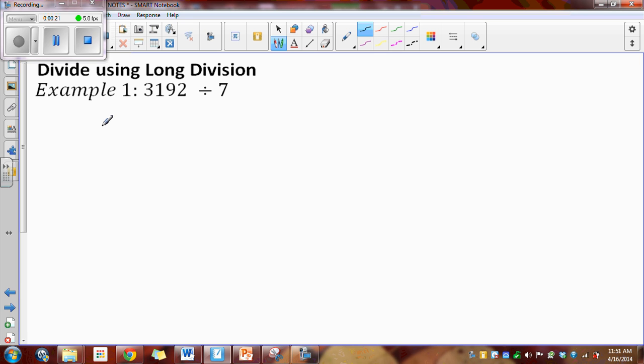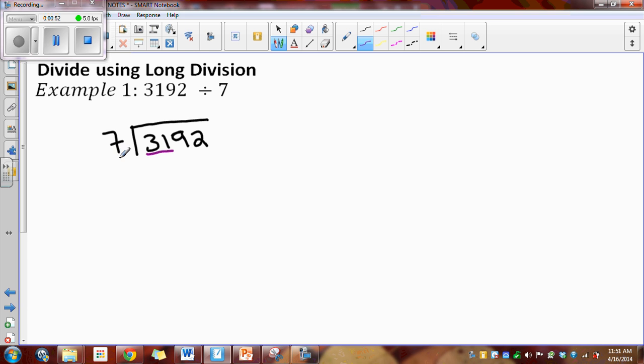I don't know if you call it that or not, but the 7 would be on the outside, and then inside the doghouse is the 3,192, right? That's what I'm going to refer to it as from now on, so you'll just have to get used to it. And first thing we have to do is look at this 7, and how many times can it go into 3? None, right? It won't work. So then we look at the first 2 terms.